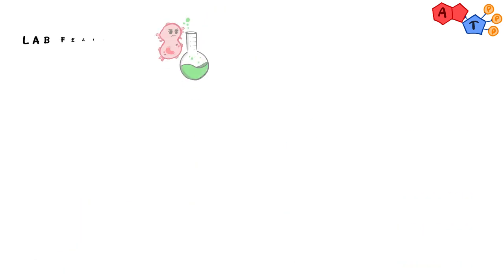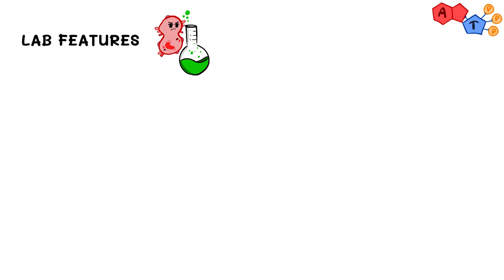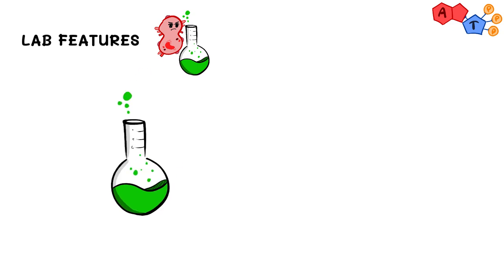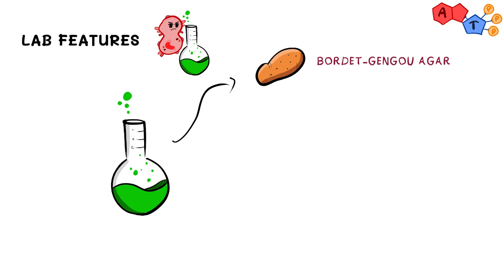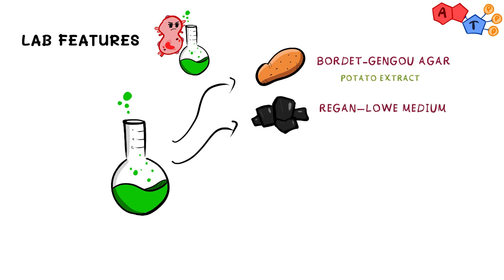Now in the lab, there are certain media which help in growing Bordetella pertussis. These are Bordet-Gengou agar, which contains potato extract, and Regan-Lowe medium, which contains charcoal, blood, and an antibiotic. These are nice to know info, but are not really important for medical students in board examinations.